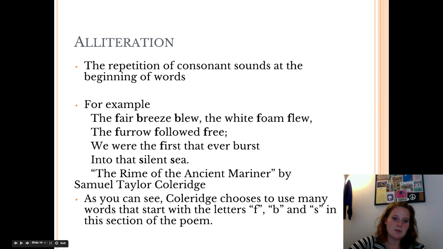This is from a poem called The Rime of the Ancient Mariner by Samuel Taylor Coleridge. And as you can see, there are many words that start with the letters F, B, and S in this section. This is not the entire poem, this is only one small part of it.